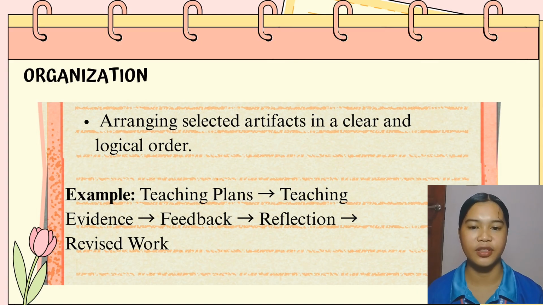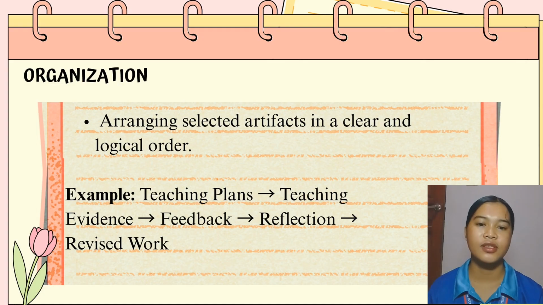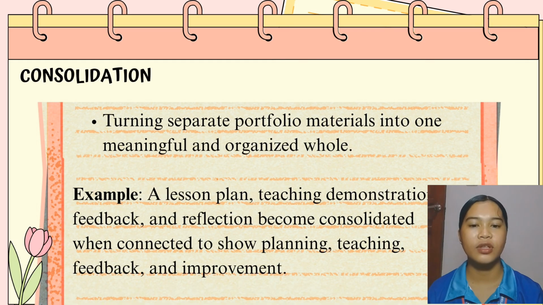Next is organization. Organization means arranging the selected artifacts in a clear and logical order. For example, teaching plans, teaching evidence, feedback, reflection, and revised work. Consolidation means turning separate portfolio materials into a meaningful and organized whole.